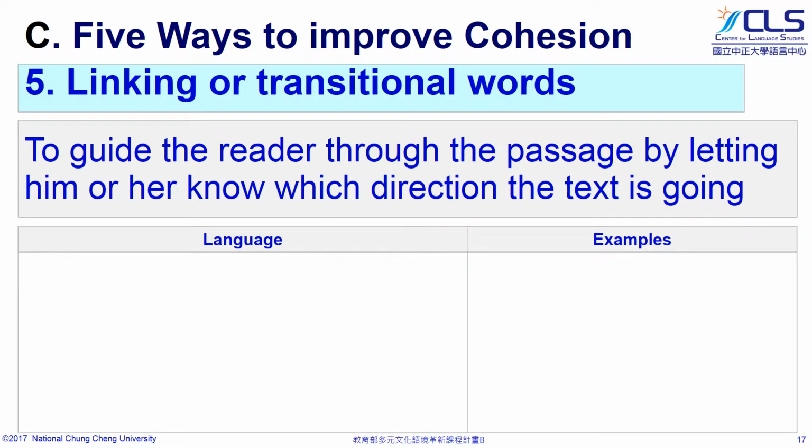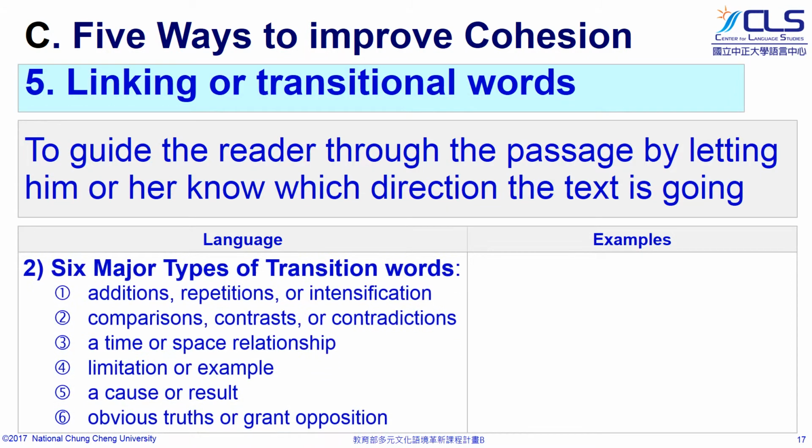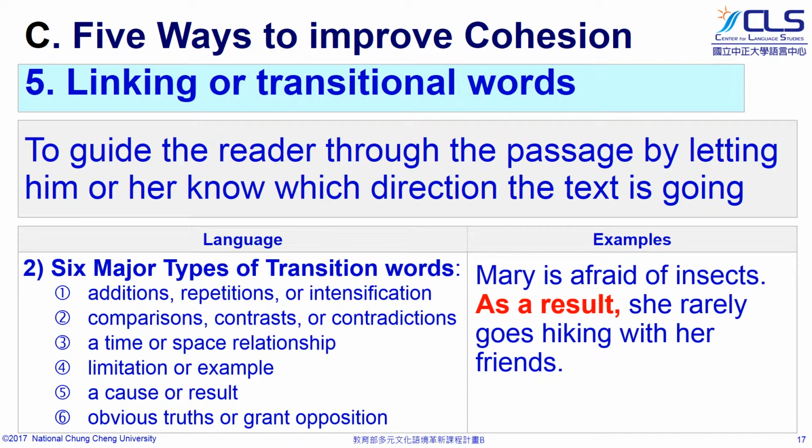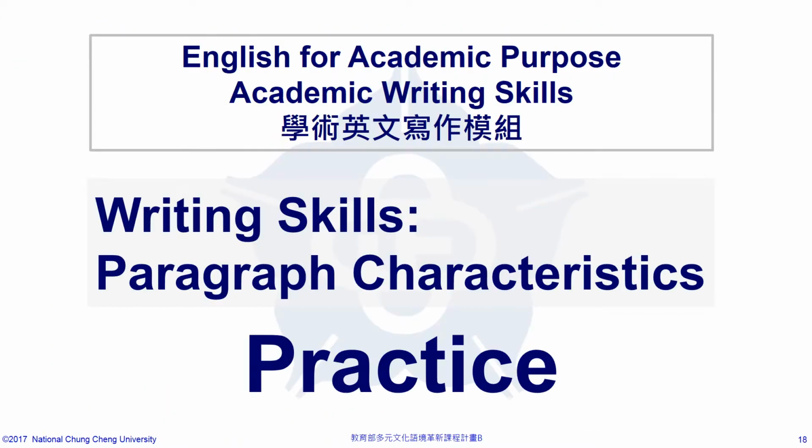And the transition words can be divided into 6 major types. So when we write, make sure we choose the appropriate words. And usually, transition words are put at the beginning of a sentence to relate the sentence to the one preceding it, to show the relationship of the 2 sentences. For example, as a result is put at the beginning to indicate a result.